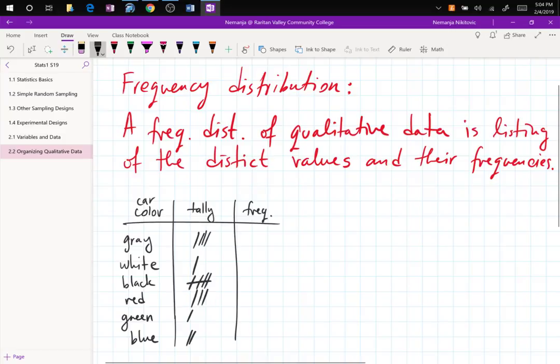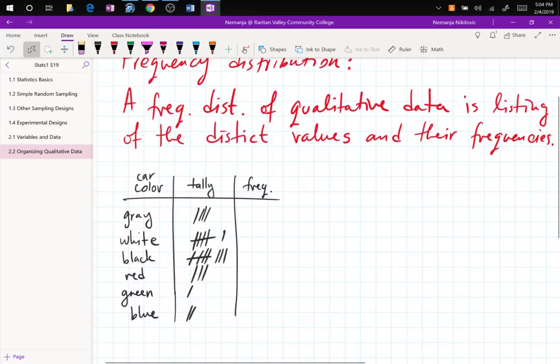Whole bunch of gray cars as well. Red cars are easily spotted by police, so not too many people are driving red, right? And the green car, just one, that's it. And then blue, right? We should have blue represented as well. There we go. So now you say, all right, I went through the parking lot. I just put a tick mark for every car I saw, every color. And now I just write these frequencies.